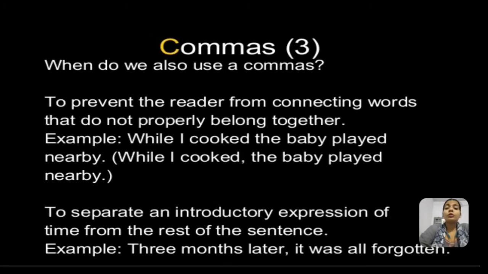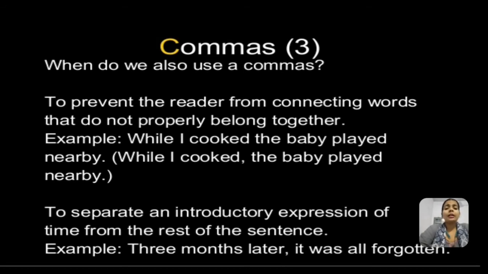When do we also use a comma? A comma is used to prevent the reader from connecting words that do not properly belong together. For example, 'When I cooked the baby played nearby.' So how and where will you put the comma? 'While I cooked, the baby played nearby.' So we have placed a comma for separating the clauses.